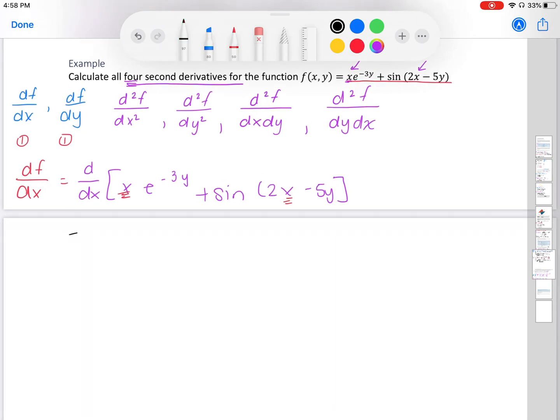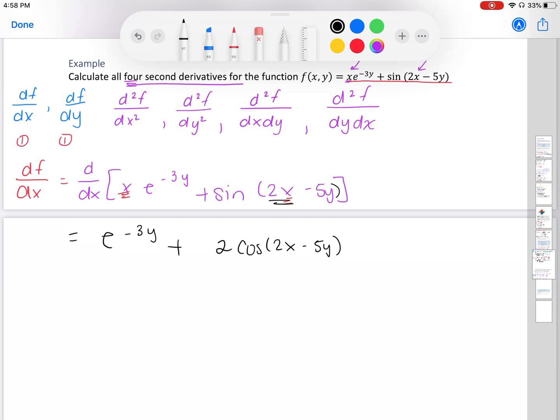So our answer would be e raised to negative 3y plus, that second term is not so easy because it's enclosed in that trig function. We have to do the chain rule. The derivative of sine is cosine. So cosine of 2x minus 5y. The derivative of 2x is just 2. Okay, so that is our first function, df dx.